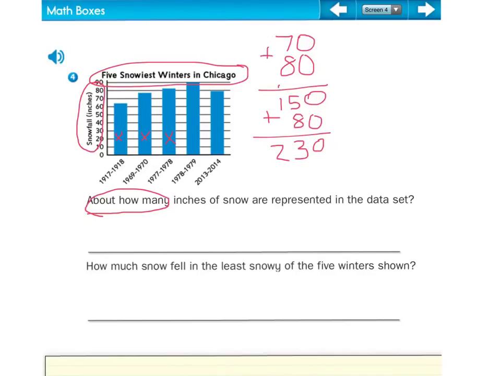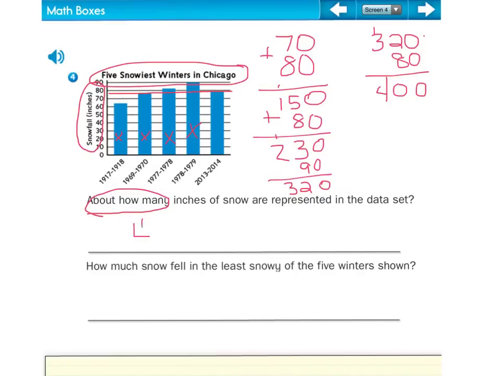1978 to 1979, we had about 90. 0 plus 0 is 0. 3 plus 9 is 12. 2 plus 1 is 3. Putting an X on that, we know we use that data. Again, I'm going to move my number up here just because I'm out of room. So I have 320, and I still need to add 2013 to 2014. We're going to say that's about 80, following that line all the way over. Okay, about 80. 0 plus 0, 2 plus 8, and 3 plus 1 is a 4.